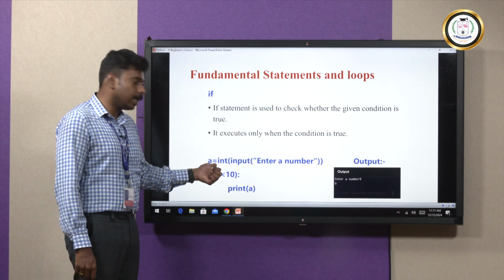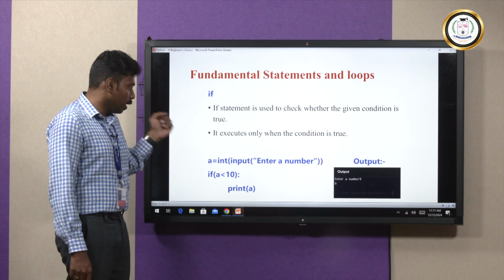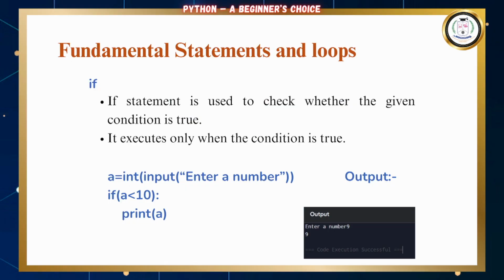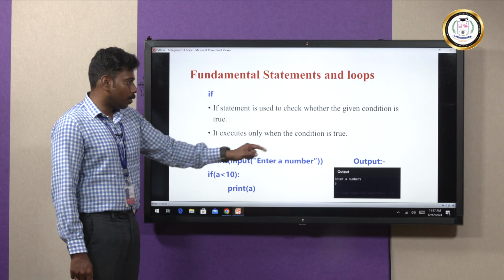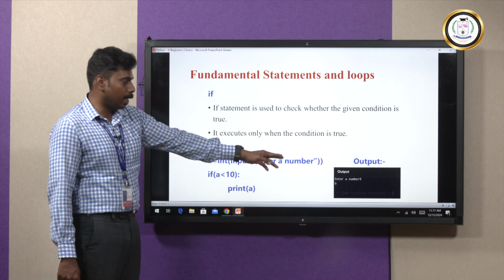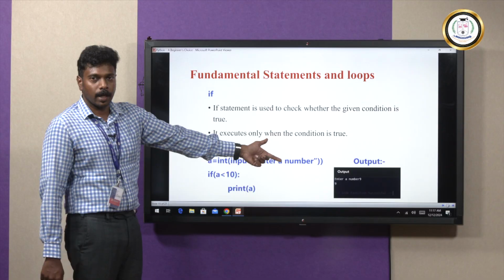So obviously when I see int, it is going to be an integer data type. So a is an integer data type. My condition checking is a less than 10, print a. So in the output I am giving the input as 9. So 9 is less than 10, so it is printing 9. So true condition, we are getting the output.